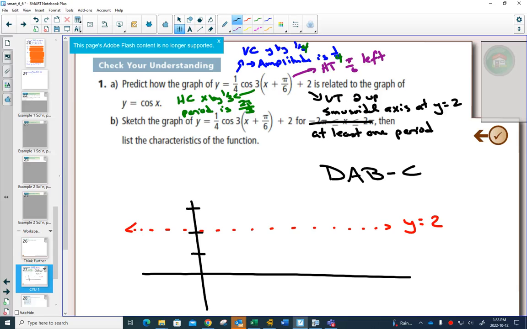Now, that's the D value, check. Next, A value. A value is amplitude. We use our amplitude to write our maximum and our minimum values. In this case, our amplitude is 0.25. So our maximum is only going to go up to 2.25, and our minimum 1.75.